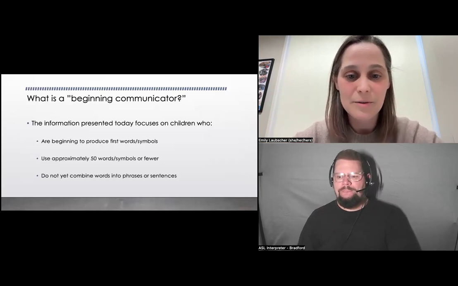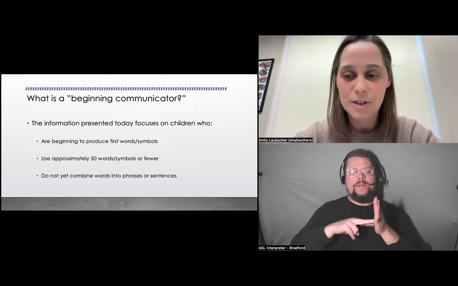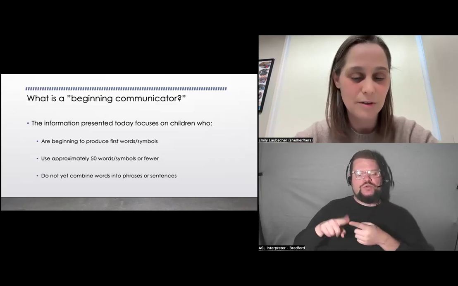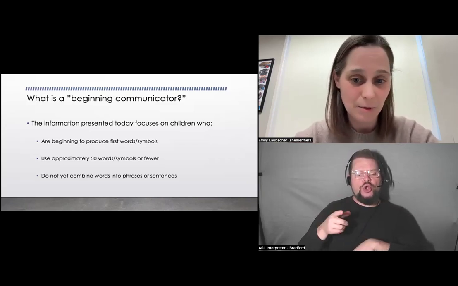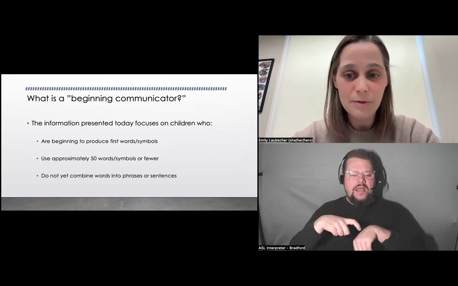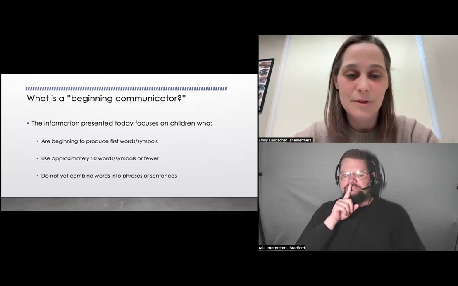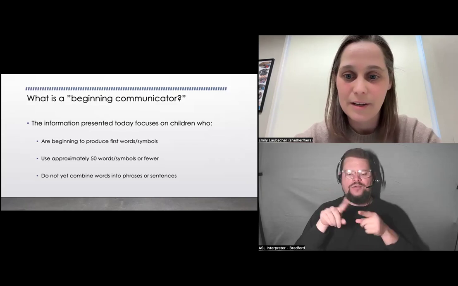Throughout the talk, I'll use this term beginning communicator to refer specifically to children who are just beginning to produce their first words or to use symbols in any modality for the first time. They use 50 symbols or fewer, and they are not yet combining those symbols to create original phrases or sentences.